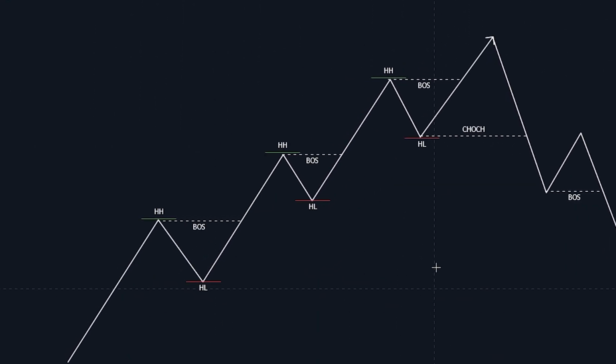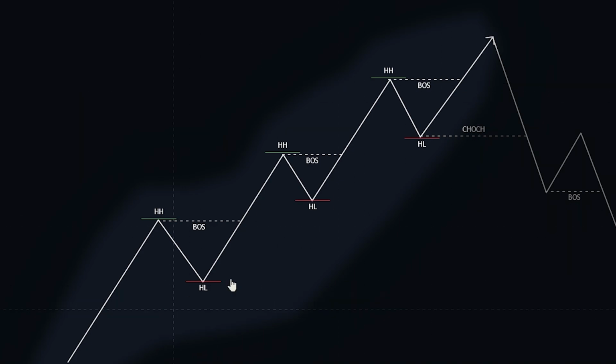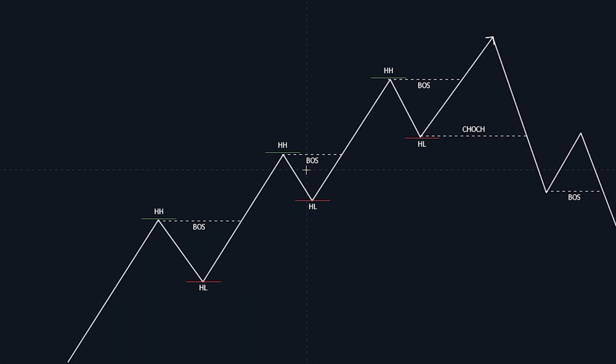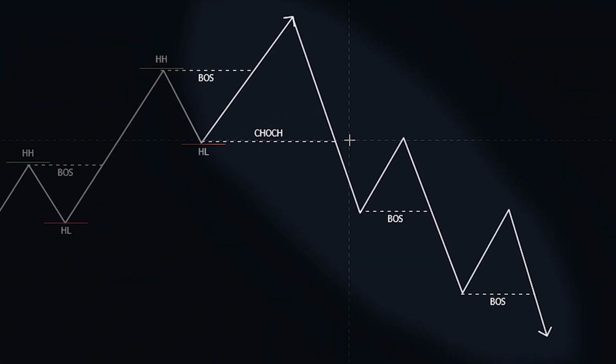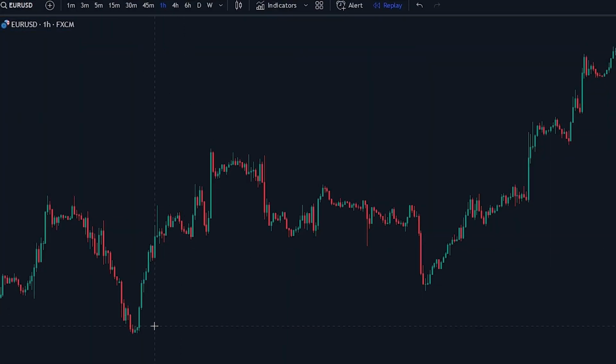So to summarize, a bullish price structure played out here where the price continued making bullish breaks of structure. Once the change of character occurred due to the price breaking below the previous high or low, the market switched to a bearish price structure by continuously making bearish breaks of structure. These patterns can be spotted manually.